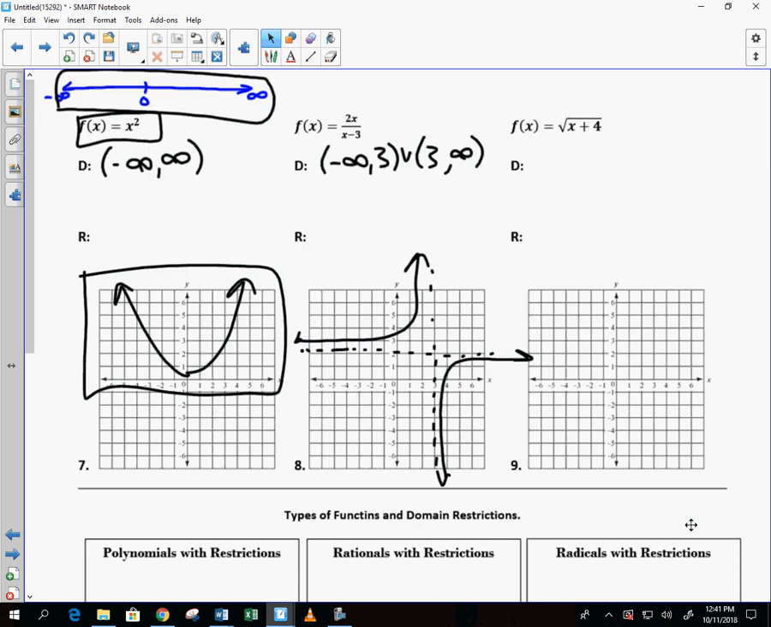Negative 6, negative 7, negative 8, so on and so forth, right? In fact, if you looked at the graph, you would be determined to understand that it would be from negative 4 to infinity that we had domain values. And as you said, anything to the left of negative 4 does not work.